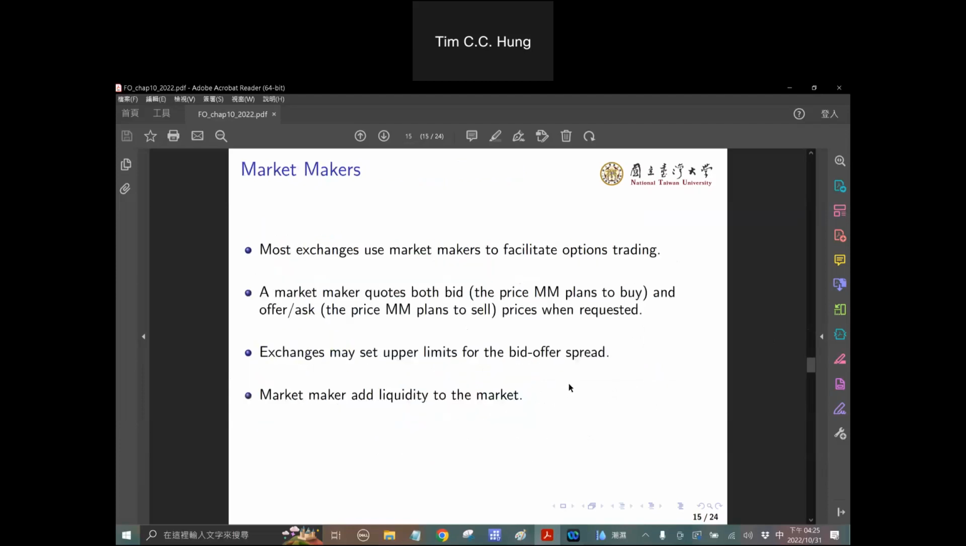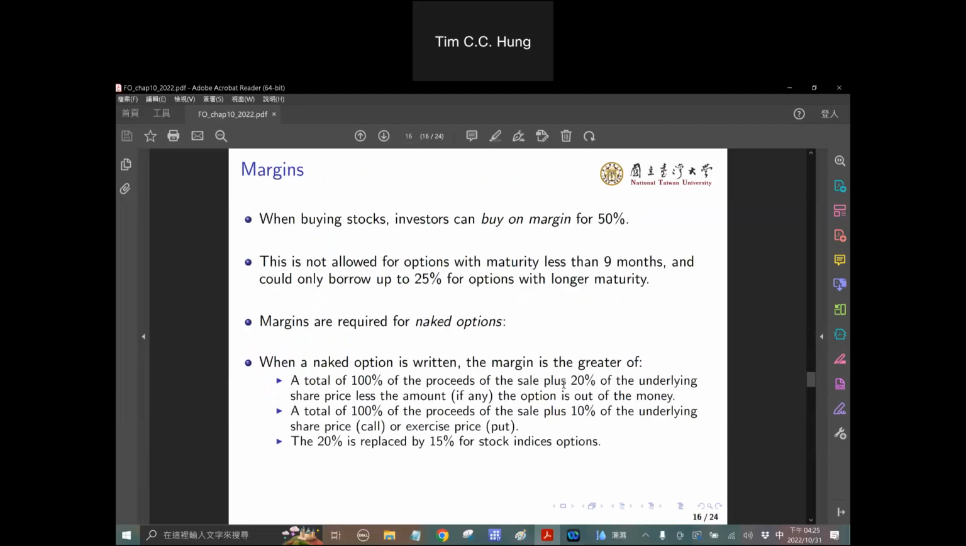Now, market makers, nothing specific. Let's talk about margins. Margins is the last boring part of the whole course. Afterwards, we can forget about all these rules.